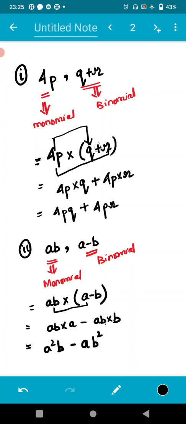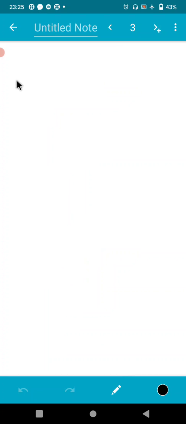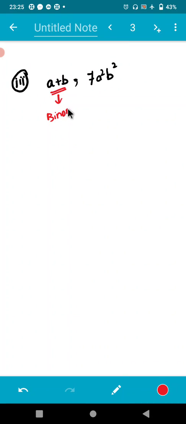Now let's move on to sum number 3. So this is sum number 3. What is there in sum number 3? A plus B comma 7A square B square. Now can you all guess which is a binomial and monomial? Absolutely, I know that many of you know this. So A plus B is a binomial, and 7A square B square is a monomial.